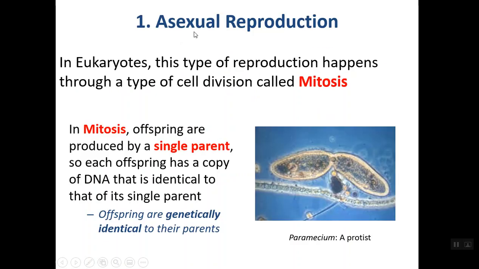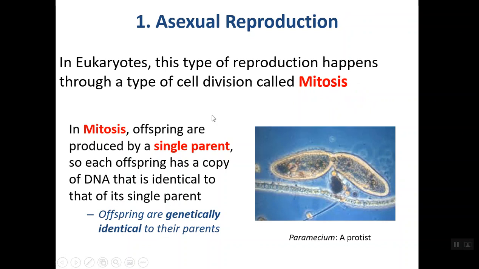In asexual reproduction, for instance, we can talk about protists. Remember an amoeba? Remember all those protists that we looked at under a microscope this semester? I'm so glad we did that activity. Protists typically reproduce asexually, and the type of asexual reproduction is known as mitosis.